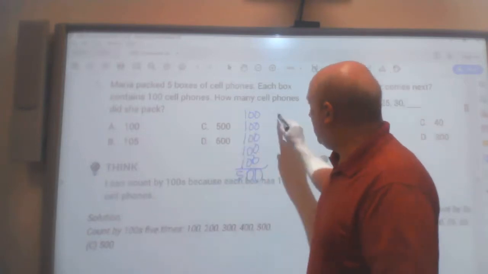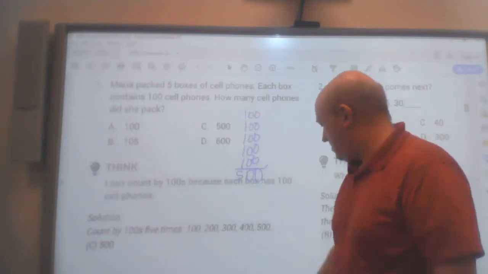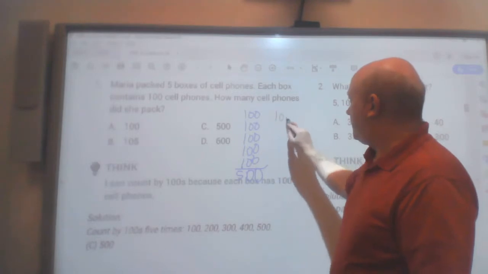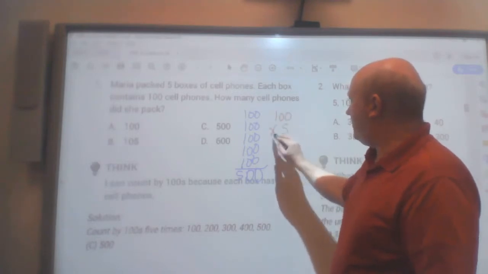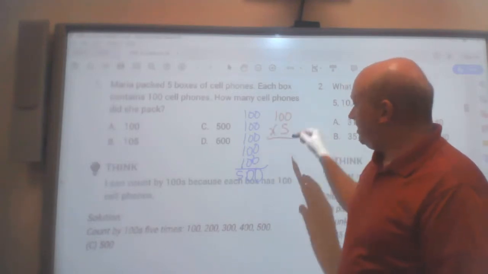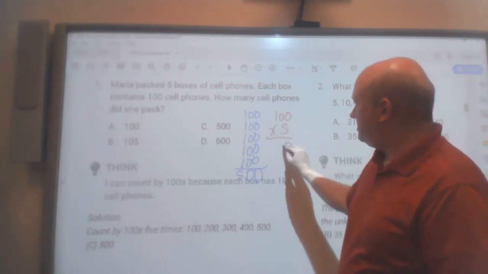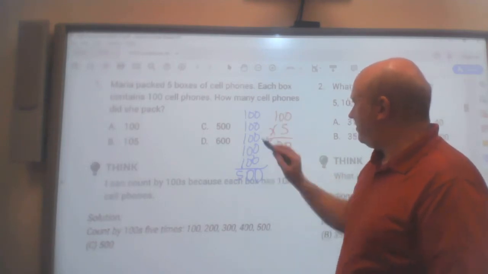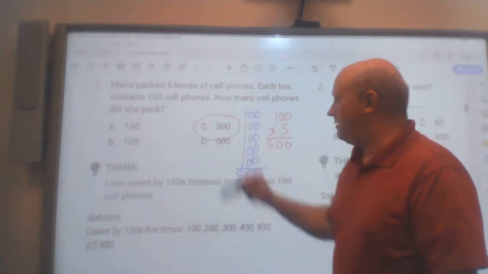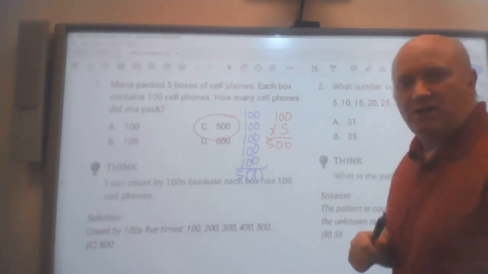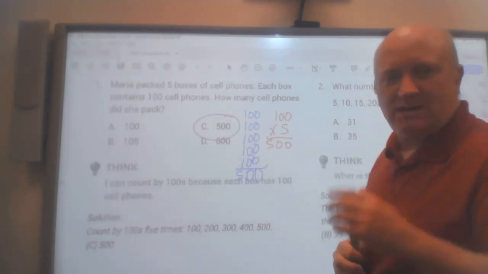Or you can say 100 times 5. What's 5 times 0? 0. 5 times 0, 0. 5 times 1, 5. So my answer is C. 2 ways you can do it. Which way is easy for you.